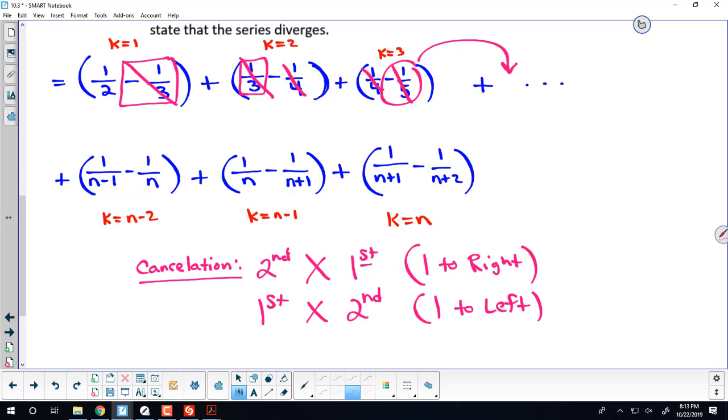So the 1 over n minus 1, does that cancel with anything? Yeah. Again, you've got to think about these terms that we didn't write here. That's the first canceling with the second. That's one to the left. This will cancel with this term over here that we didn't write down. So that's gone. The 1 over n cancels there. The 1 over n plus 1s cancel here. And does the minus 1 over n plus 2 cancel? No, because those things canceled with one to the right. There's nothing to the right because we stopped at the nth term.